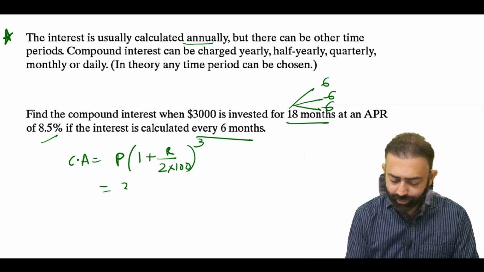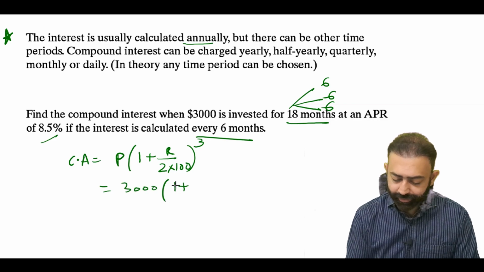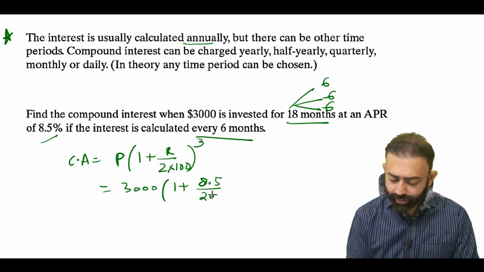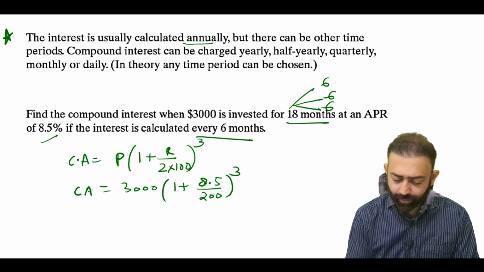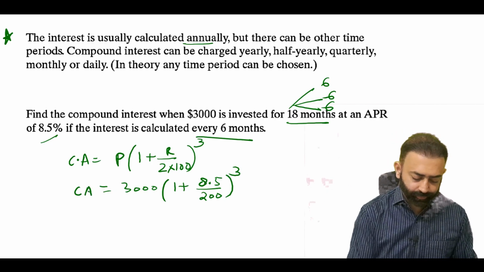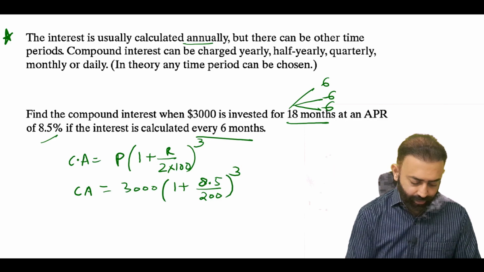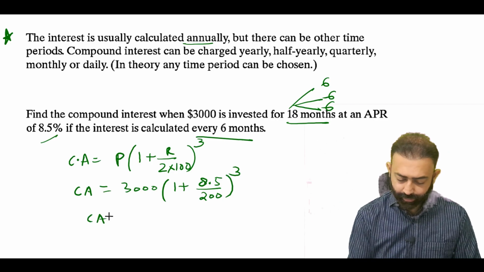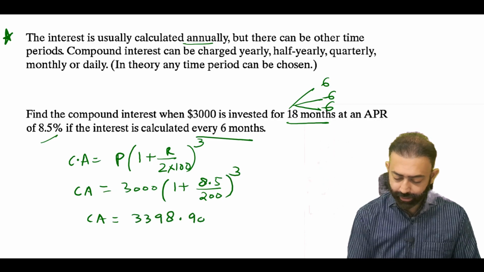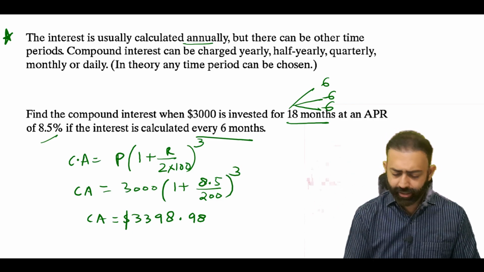So the compound amount is 3000, the rate is 8.5, so it is 8.5 over 200 raised to the power 3. This is your compounded amount. Okay, let us find this out. So we have here 1 plus 8.5 divided by 200, raised to the power 3, right? And then it is multiplied by 3000, and as you can see here, the amount after this much compounding is 3398.98 dollars, or you can just write 3399.